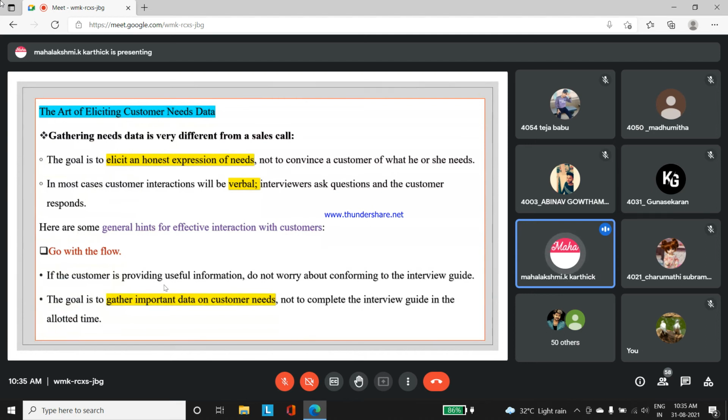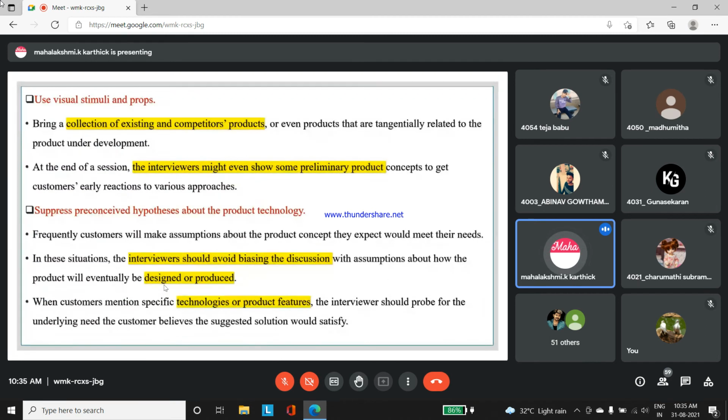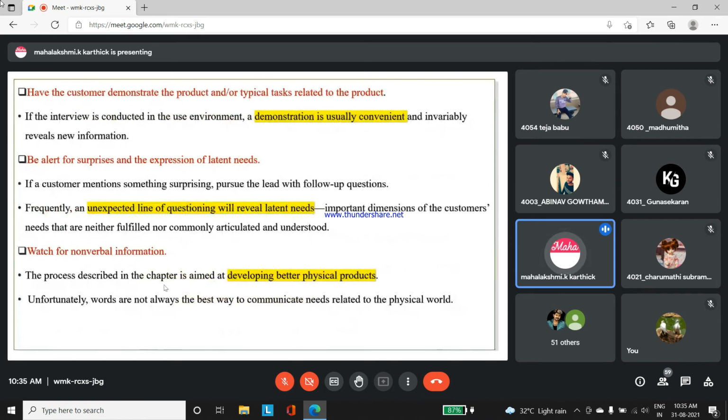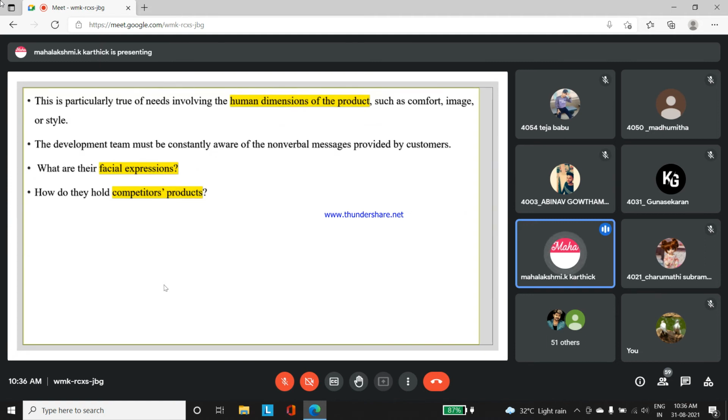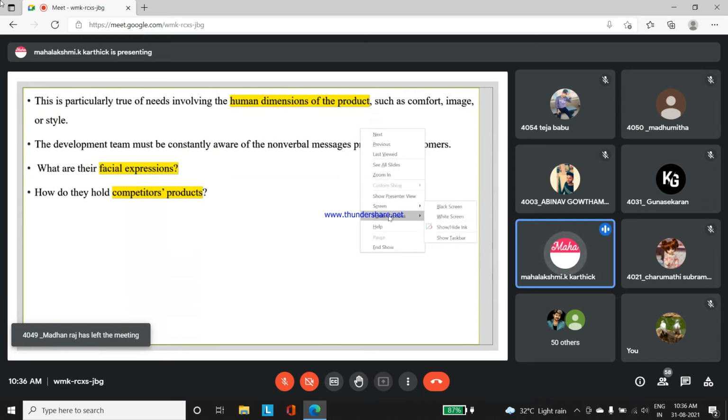And what are the hints you have to follow to do effective interaction with the customer? Go with the flow, use visual stimuli and props, suppress preconceived hypotheses about the product technology, have the customer demonstrate the product or a typical task related to the product, be alert for surprises and expressions of latent needs, watch for non-verbal information. And last, these are particularly true of needs involving the human dimensions of the product. They are comfort, the image and style. We have to focus on these things, then only we will satisfy the customer need.